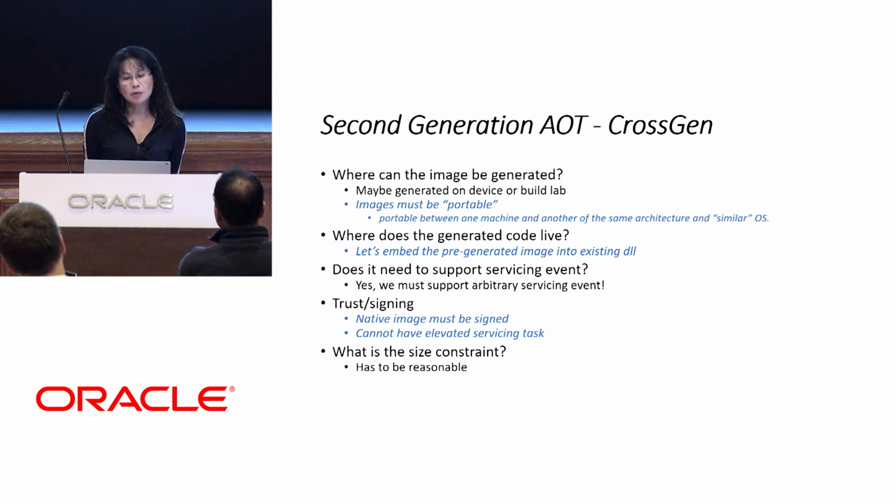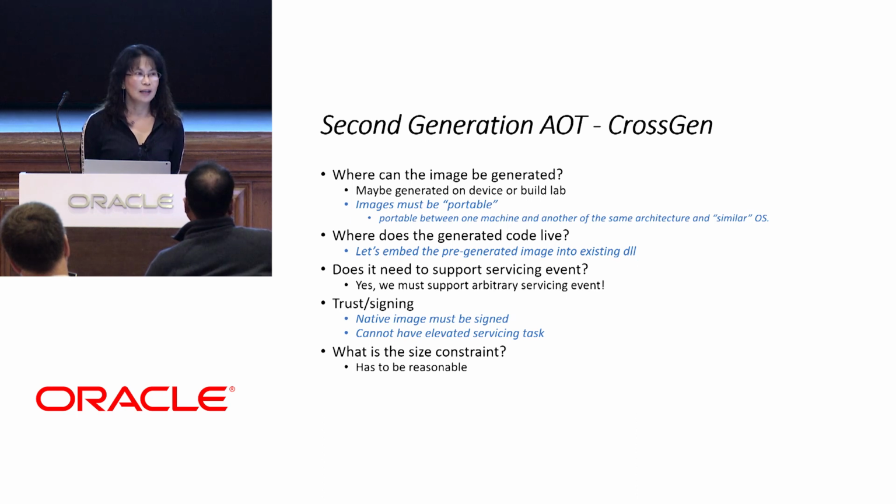Yeah. Does it need to support servicing events? And at this time, when we build the second generation of the AOT, our answer is still yes. Because this is our .NET Core story. And when .NET Core started, we were told everything is out of band. Every DLL could go out by itself. We don't have control. Don't even forget about class library or application code. It's just the framework itself. We are going to be as agile as possible. So yes, we must support arbitrary servicing events. Trust and signing, yes. Since we build in a build lab, we can always sign it. And that should be fine.